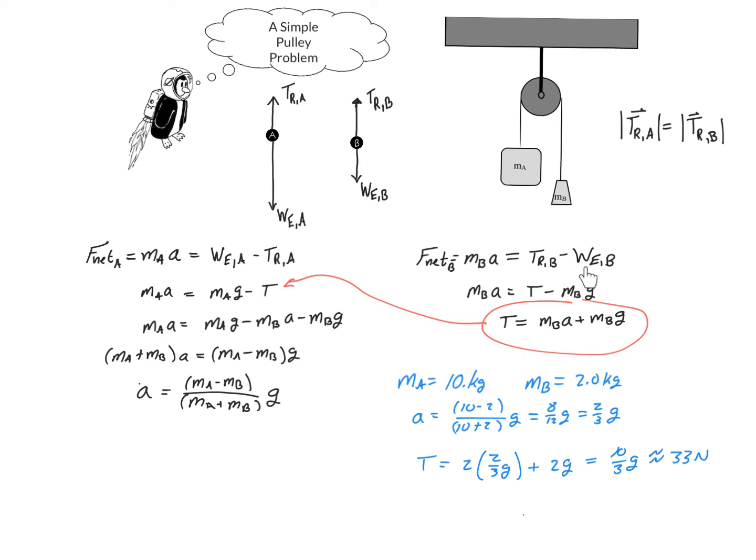Once you get that equation written for both objects, it just becomes a long-winded algebra problem. Hopefully that clarified some of the techniques necessary for solving system problems and pulley problems.